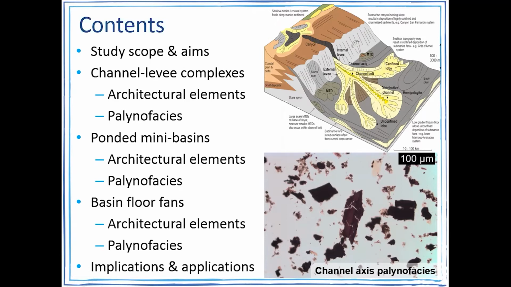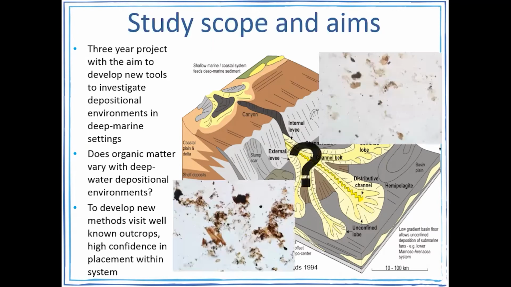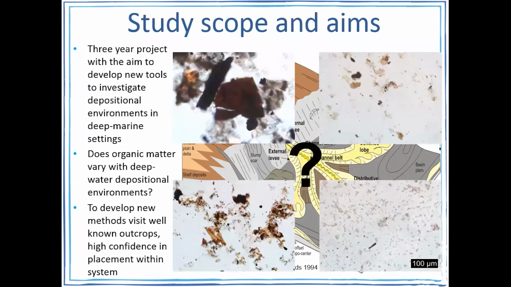This was a 3-year project with the aim to develop new tools to investigate depositional environments in deep marine settings. The hypothesis that we aimed to test was whether organic matter would vary within deep water depositional environments. And in order to develop this new method, we visited well-known outcropping systems where we had a high confidence in placement within the depositional system.